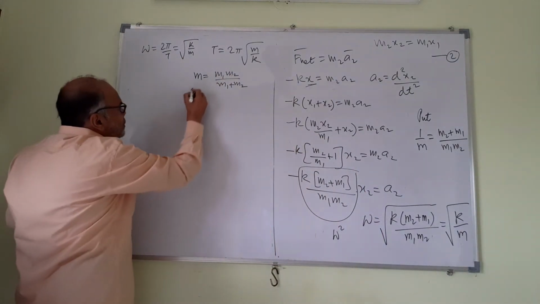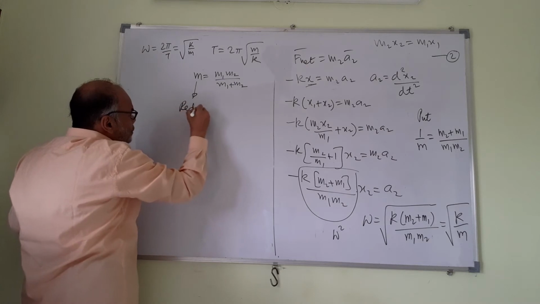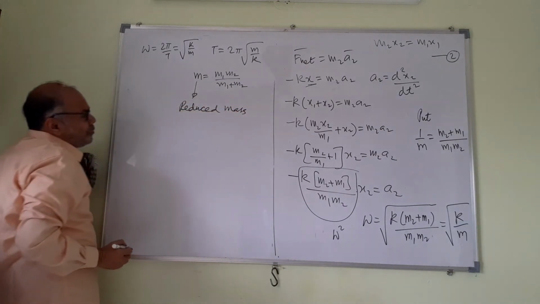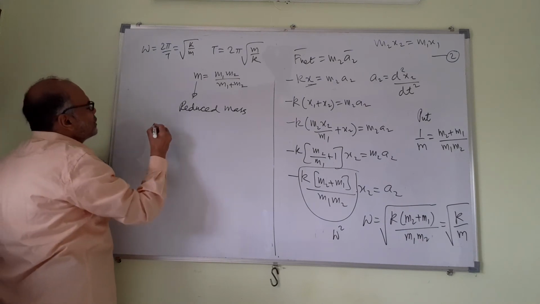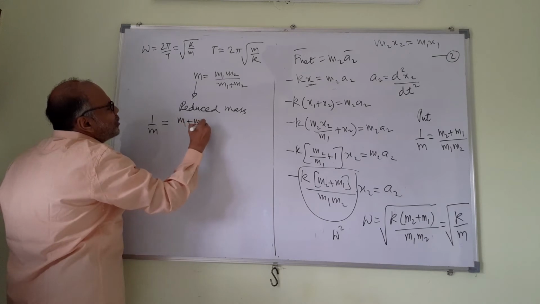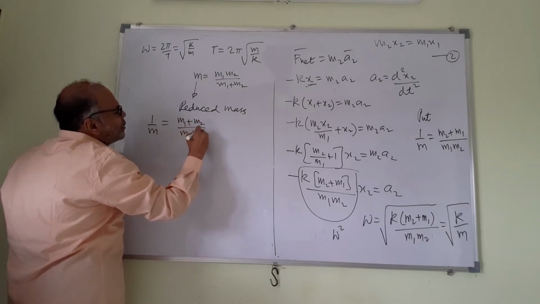Now this mass is called the reduced mass. Why do we call this the reduced mass? See, we have 1 by m is equal to M1 plus M2 by M1 M2.